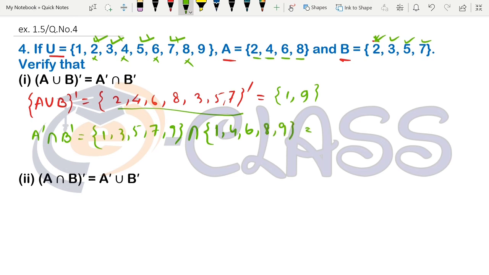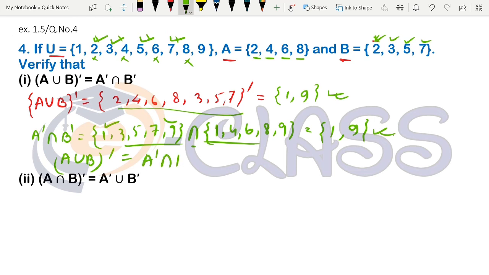Now the intersection of these two sets, we get 1 and 9, because this is an intersection, so we just need the common elements, that is 1 and 9. As you see, A union B complement equals 1, 9 and also A complement intersection B complement equals 1, 9. So we can say that A union B complement equals A complement intersection B complement, and it is verified.